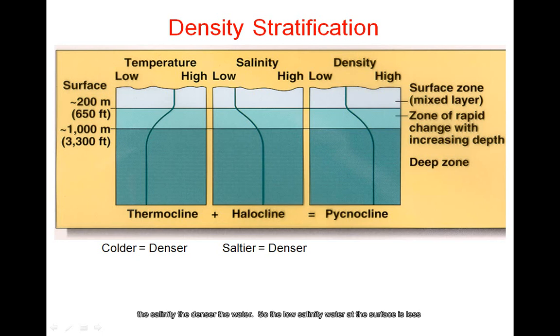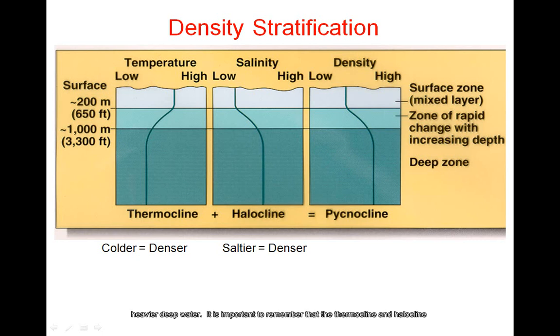So the low salinity water at the surface is less dense than the saltier water at the bottom of the ocean. Adding together the effects of temperature and salinity, we find that the densest water in the ocean is at the bottom, and the least dense water is at the surface. In between is the region or zone where the density changes, called the pycnocline. It separates the light surface water from the heavier deep water.